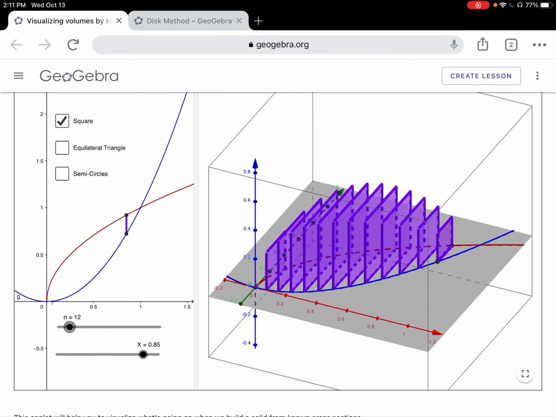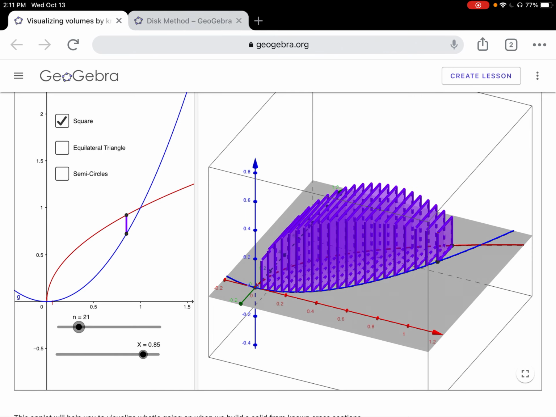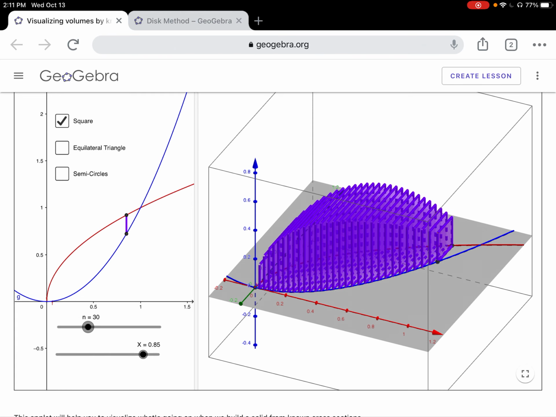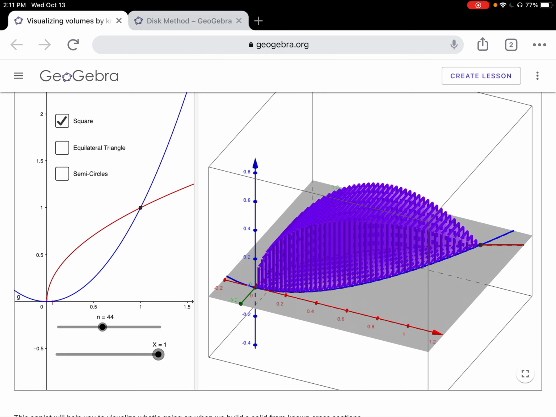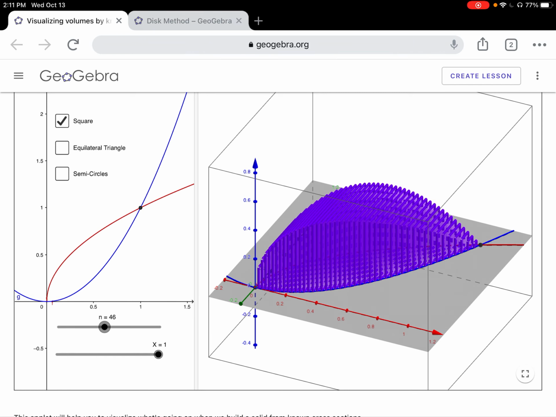As I increase the number of the squares, you can kind of start to see what's happening here. We're stacking together an increasing number of squares. And actually, let me move this all the way over here now that we see a sense of what's going on. This is just 44 squares right now.